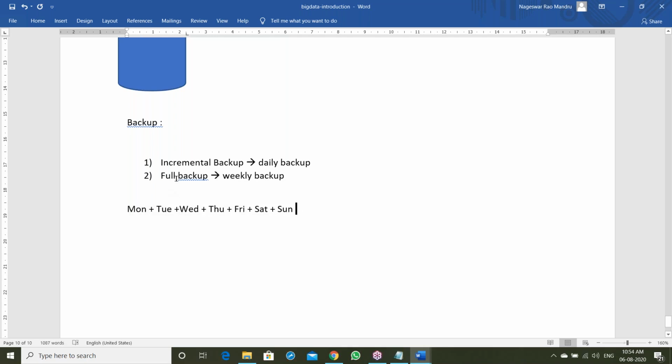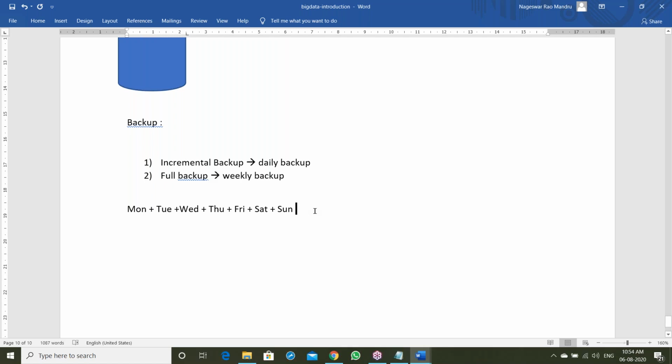Next, what is full backup here? Full backup is a weekly backup, generally taken on Sundays, because Sunday is not business hours. In our company we run both incremental backup jobs and full backup jobs. Daily backup jobs and weekly backup jobs are running for safety purposes.